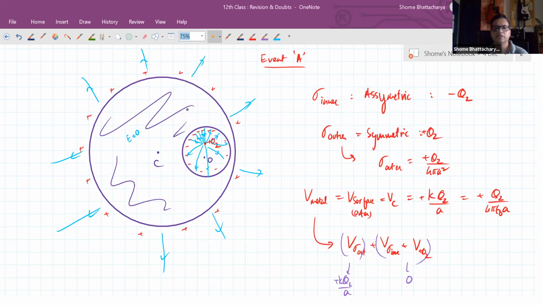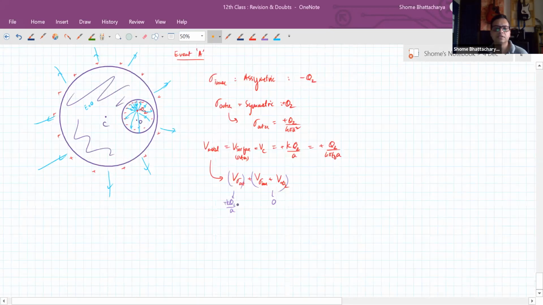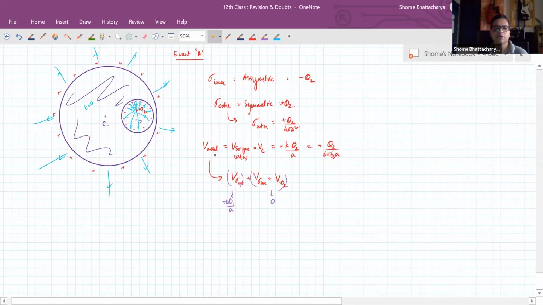So that's why it will be symmetric. That's why it will create a potential like this. And that's why the potential of any point in the metal, including the center of the metal sphere, will be like this. Okay. So this is a complete description of the first event where we are getting the sigmas also.